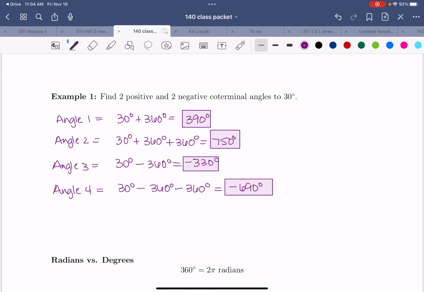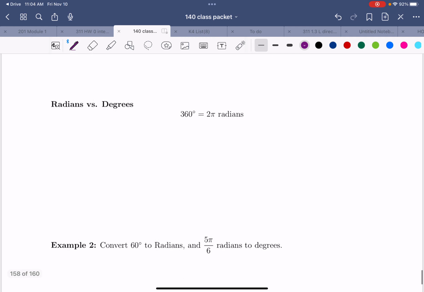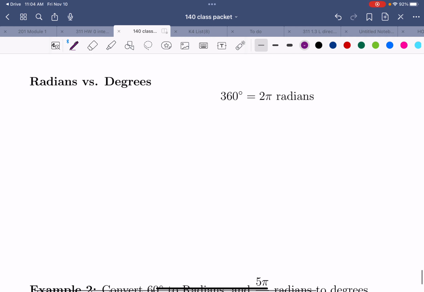All right, now let's talk about the difference between radians and degrees. So up until this point, every time that you measure an angle in geometry, you measure it in degrees.